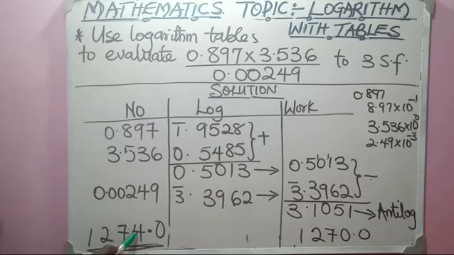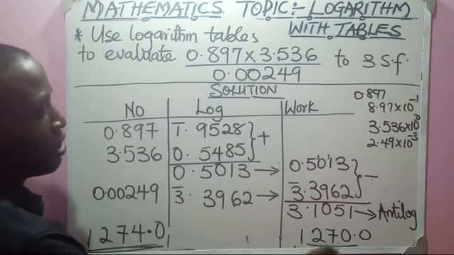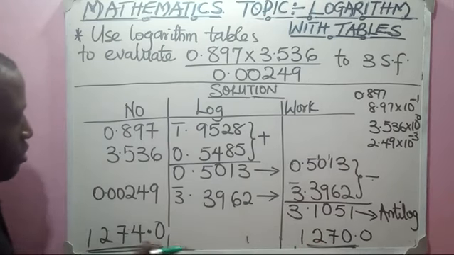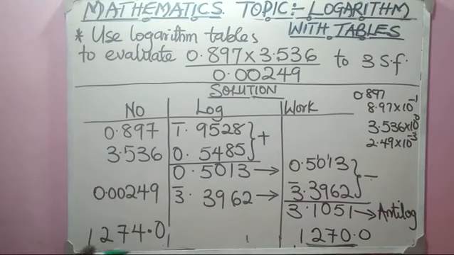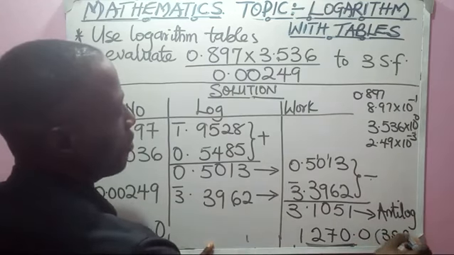Do you know why? 4 is a random number. I only need 3 figures. 1, 2, 7. This 4 is a random number. I can't call it 1. So it has to go. So I have 1, 2, 7, 0. So this is the final result. Is it clear? This is the final result to 3 significant figures.